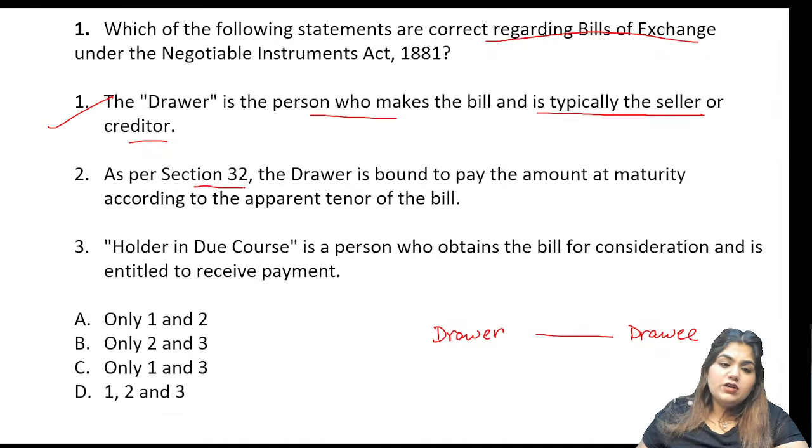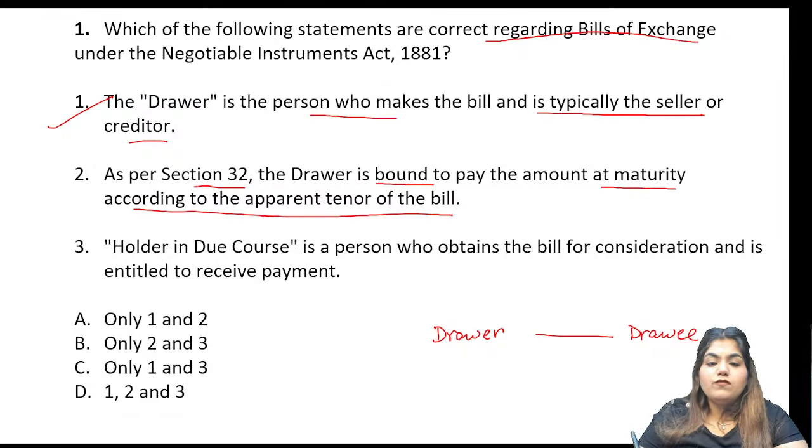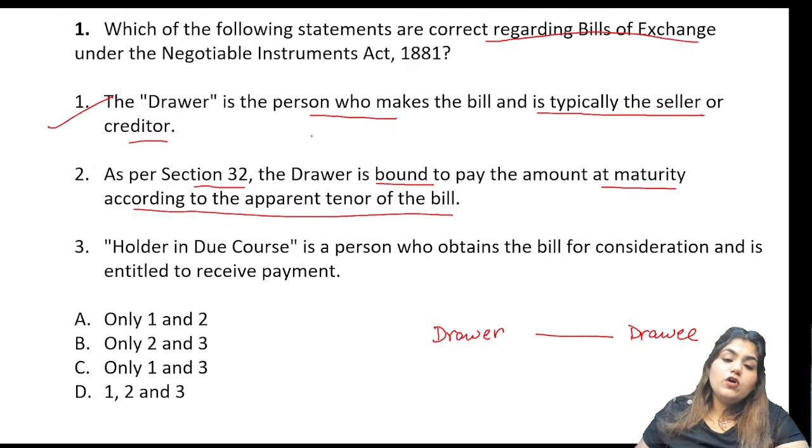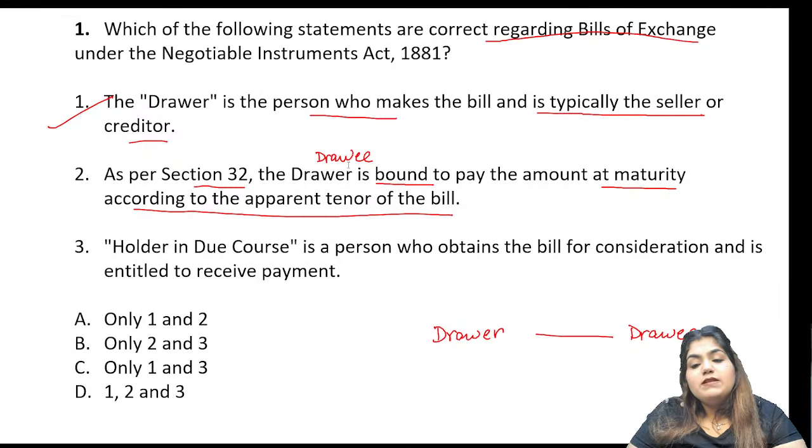As per section 32, the drawer is bound to pay the amount at maturity according to the apparent tenor of the bill. No. Section 32 deals with the liability of the drawee, not the drawer. Section 32 talks about the liability of the drawee. The drawee's liability in the case of dishonor is talked about in section 32. Statement number 2 is incorrect.